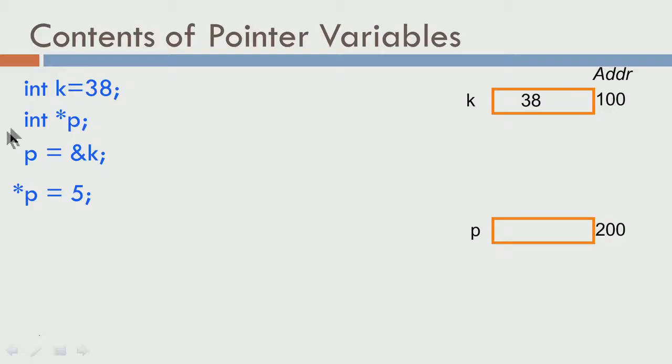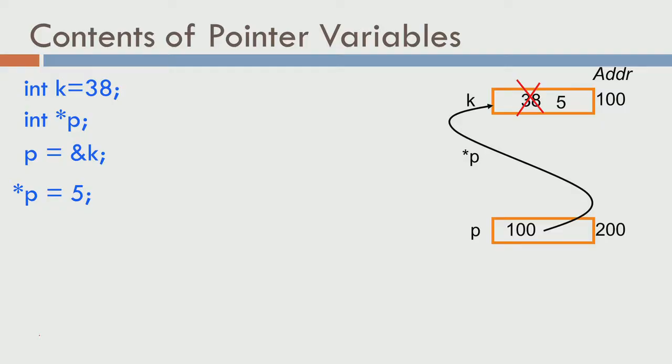It is 100. So, when you say p equals ampersand k, p gets the value 100. Remember, it is not 38, it gets 100. At this point you can imagine that p is pointing to the address of k, and when you say star p equals 5, it means take p, which is at location 200 and is supposed to be a pointer, which is 100. Star p is the contents pointed to by 100, which is now 38. It says change it to 5. So, star p is 38, change it to 5.